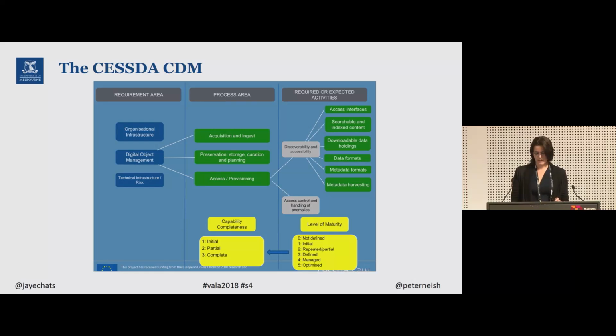There's digital object management. This is covering the actual data acquisition and ingest processes, storage and curation of data, also discoverability and accessibility. And there's also technology, infrastructure and risk management. This involves the technology, infrastructure resilience and security resilience, and also incorporates disaster planning.